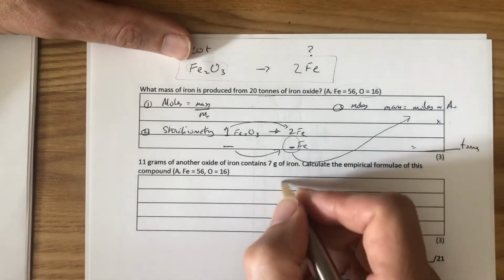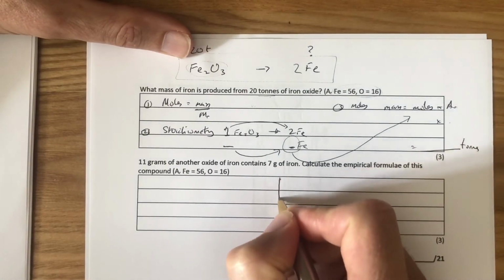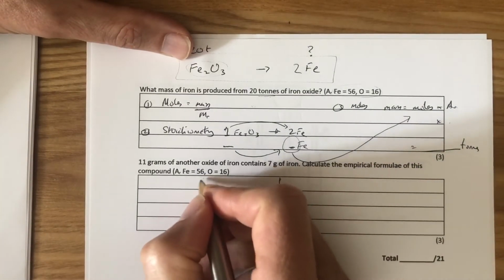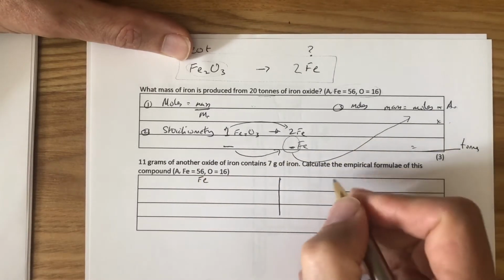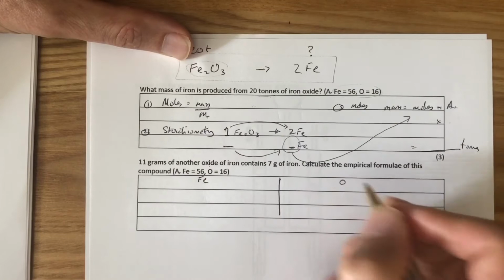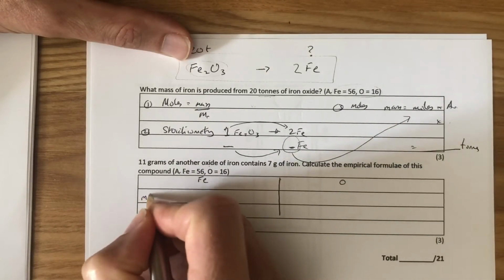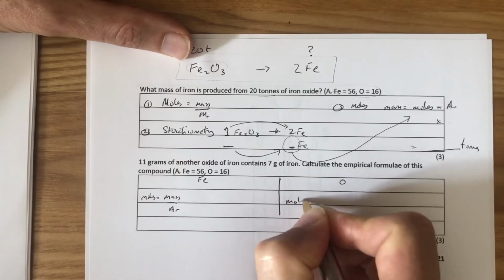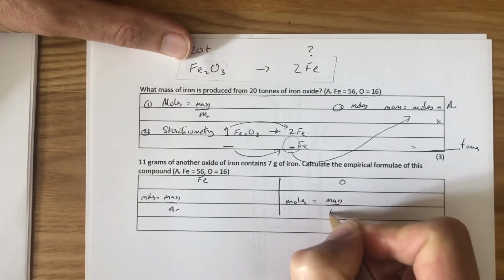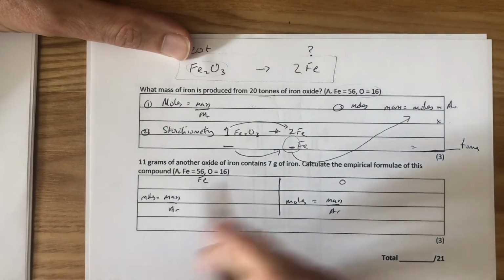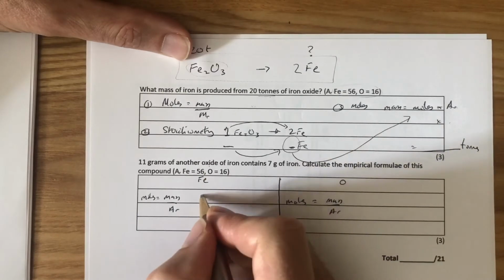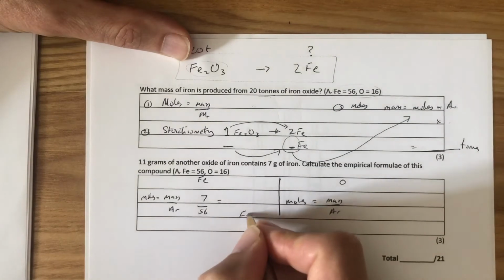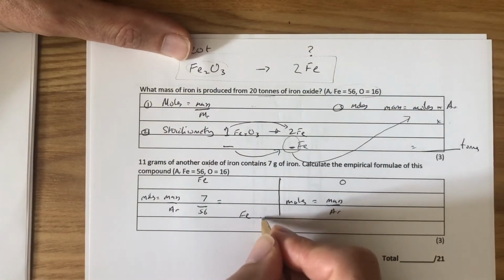Calculate the empirical formula. Right, so empirical formula, divide the bit of paper in half, just down to about 3/4 or 2/3 of the way. On one side, you're going to write iron, Fe. I'll just put a symbol. On the other side, you're going to write oxygen. Okay, and then you're going to write moles equals mass over atomic mass here, and moles equals mass over atomic mass here, and you're going to write the mass down. Now, 7 grams of iron. So that's 7 grams there, divided by the atomic mass 56. So you're going to do that, and whatever that answer is, that's going to be that part of the formula.